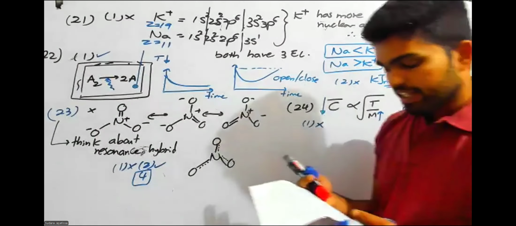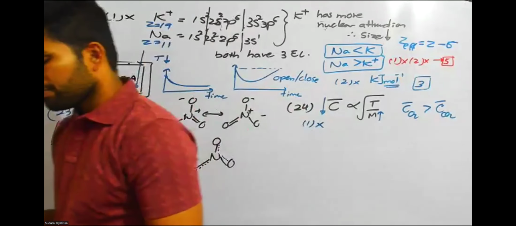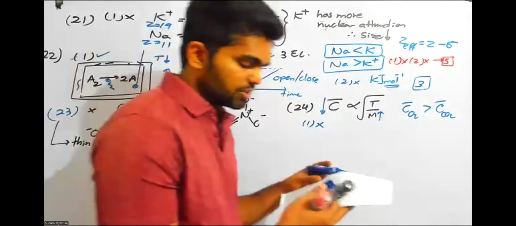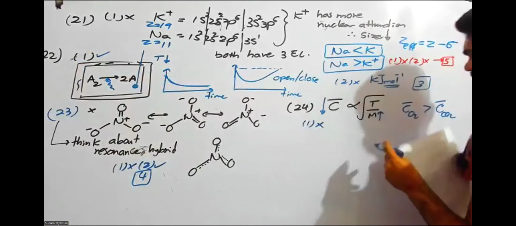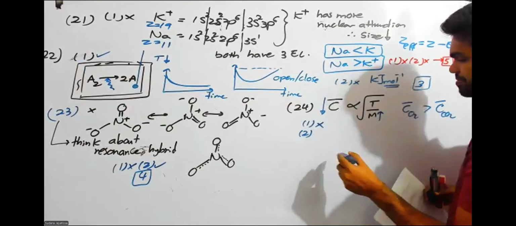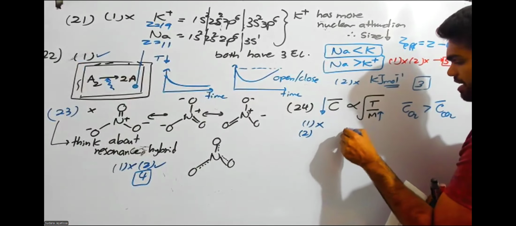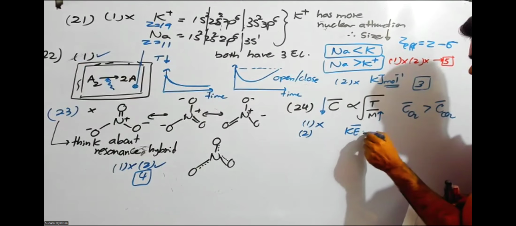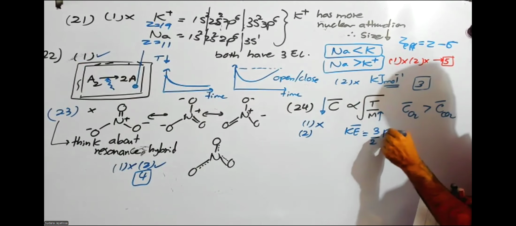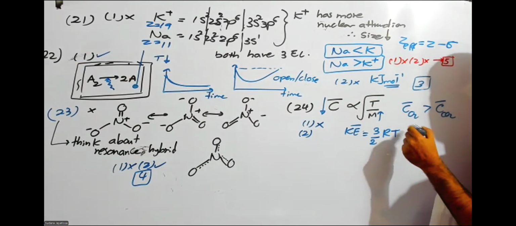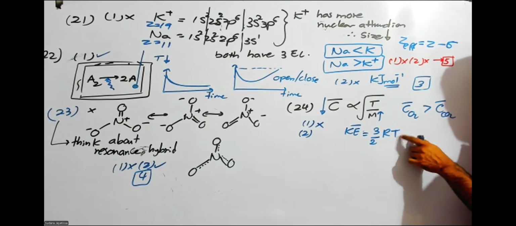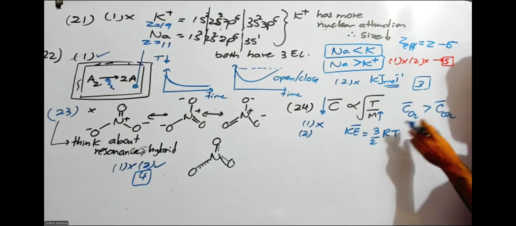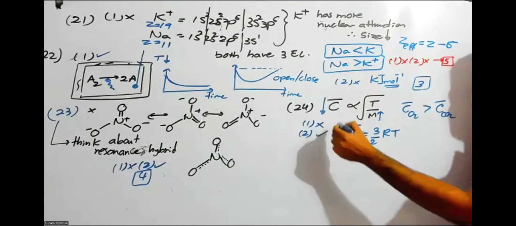Look at the second statement. At 25 Celsius, both O2 and CO2 molecules should have the same average kinetic energy, and that too at the same temperature. We wrote this equation earlier, remember? It is equal to 3 over 2 RT or KT. So you can see it depends only on absolute temperature. So if they have the same temperature, these two will have the same average kinetic energy.